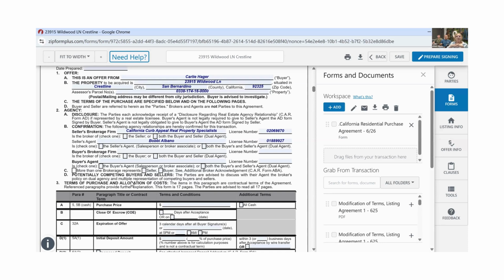So our policy on working with buyers and sellers is that it's very difficult for two competing sides to work with one person.